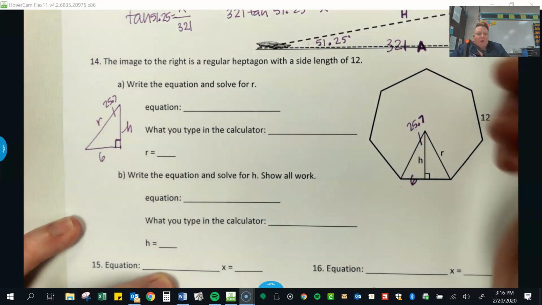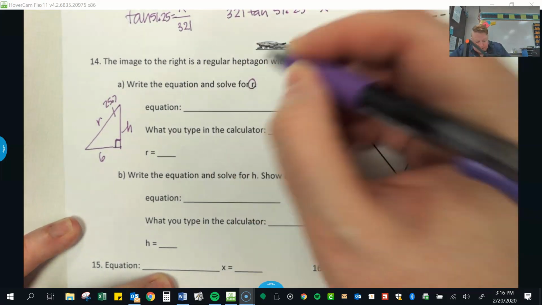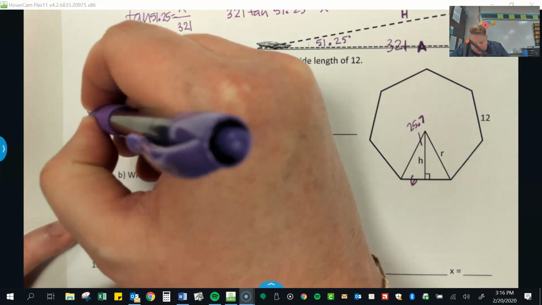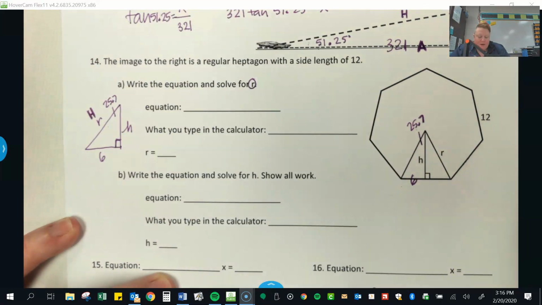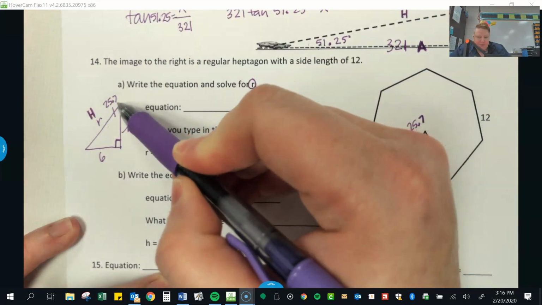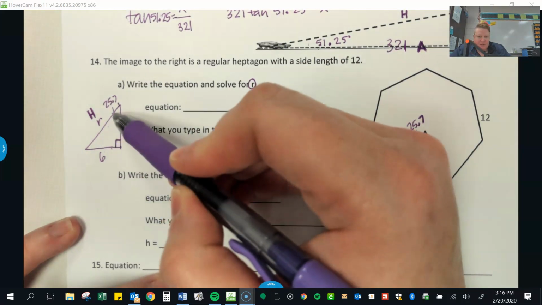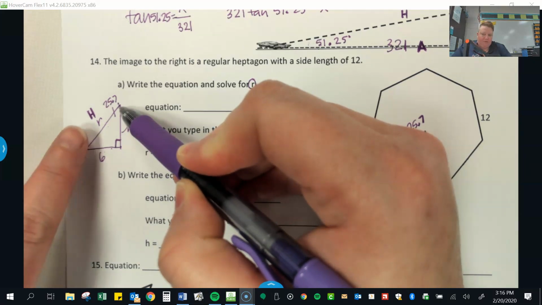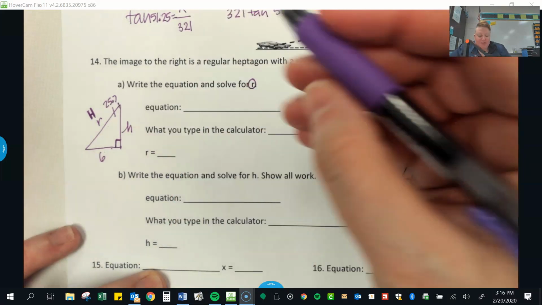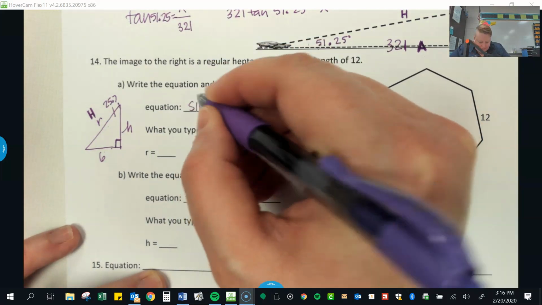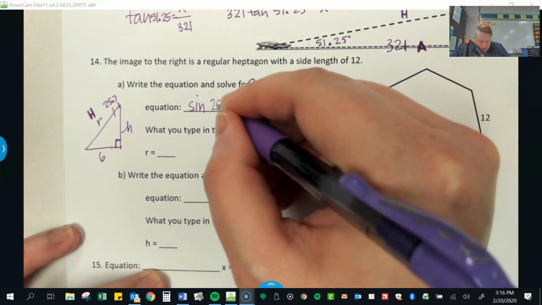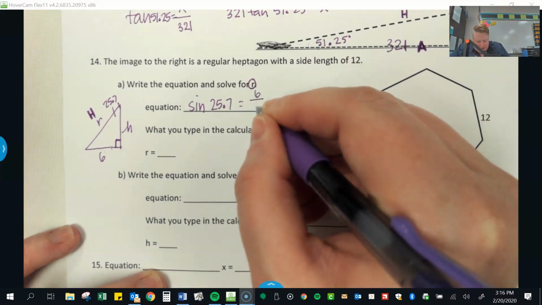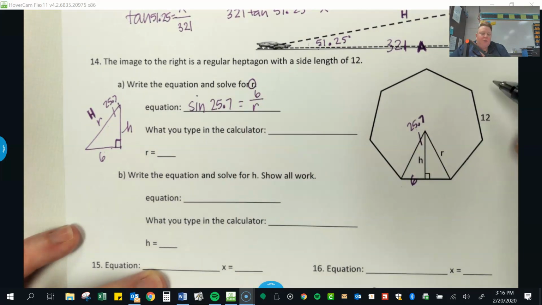So it wants us to solve for r. So here's r. R is our hypotenuse, because it's opposite our right angle. So I have this angle, and I have this side. This is opposite me. If I'm standing at this angle, the 6 is opposite, and I'm looking for the hypotenuse. So opposite and hypotenuse is sine. So I'm going to do the sine of the angle, 25.7 equals the opposite over the hypotenuse.